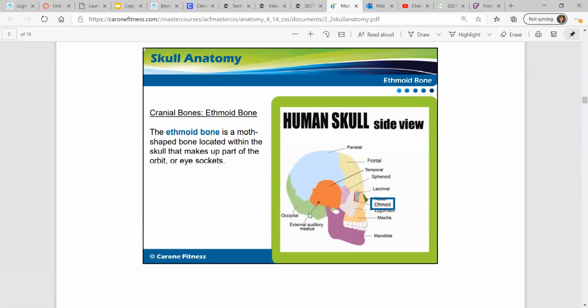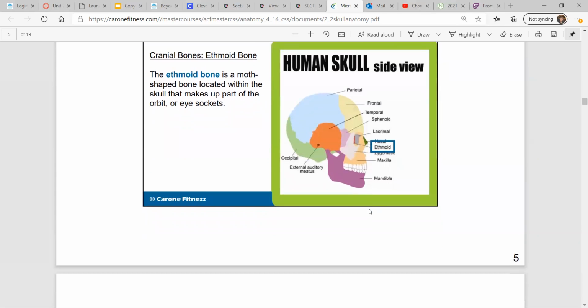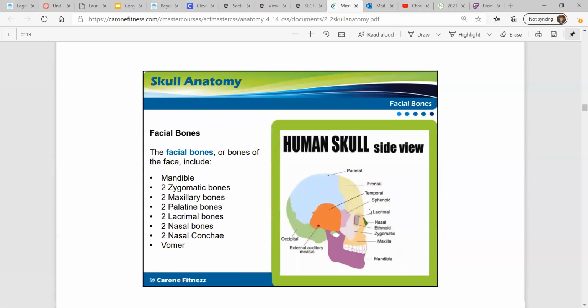Ethmoid bone. They describe this as a moth-shaped bone. I suppose it looks kind of like a moth. Sure. But that's located within the skull. That makes up part of the orbit or eye sockets. So right here, see where your eyes usually go? That is where the ethmoid bone lies.